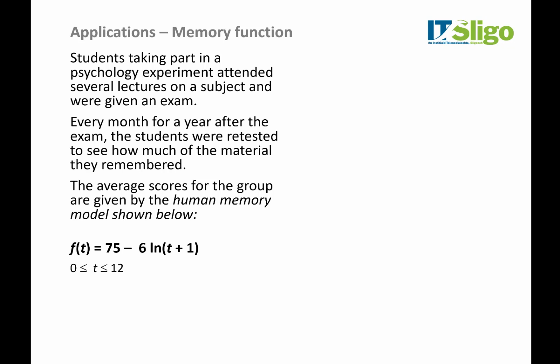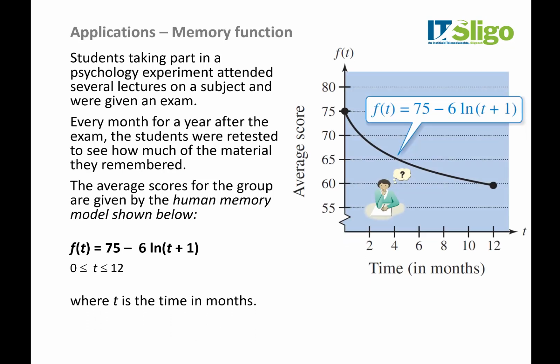This function only holds for the first 12 months. I think that was actually the length of the study. Obviously, a bunch of students are going to get tired taking the same exam every month. So I'd imagine there's a limit to the amount of willing participation you can get. So this is our function here. This is what it looks like, and it's quite similar to the dog one, only flipped upside down.